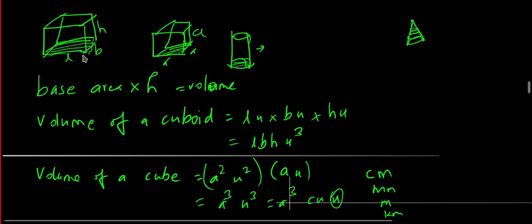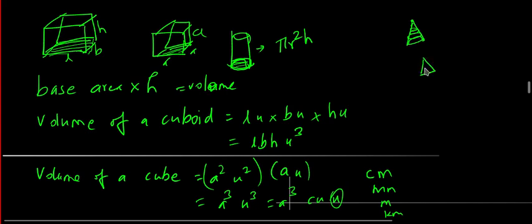The volume of the cuboid is LBH cubic units. The volume of the cube is A cube cubic units. And the volume of the cylinder will be, this is also base area into height only. The base is in the form of a circle. So what is the area of the circle? Pi r square. And what is the height of the cylinder? It is h. So base area into height: pi r square into h.